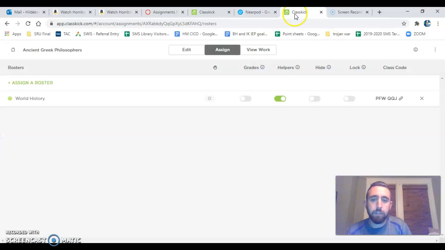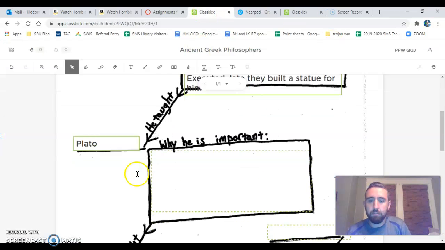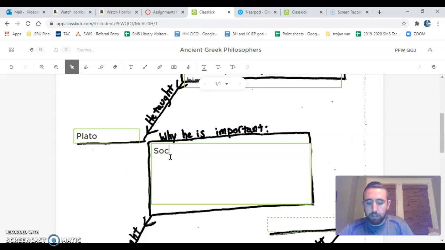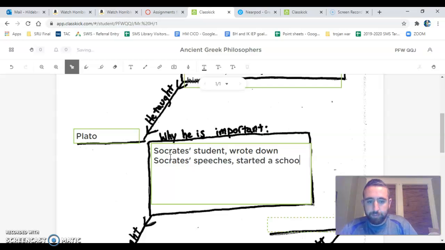And so let's go ahead and fill in our Plato. Okay, Plato. So he was Socrates' student. Wrote down Socrates' speeches. Started a school for politicians. Wrote The Republic, was his famous book. Capitalize that.